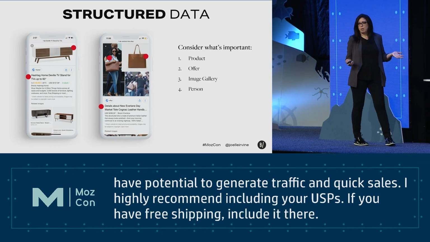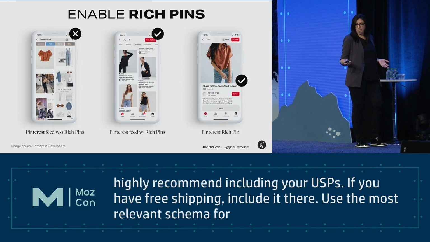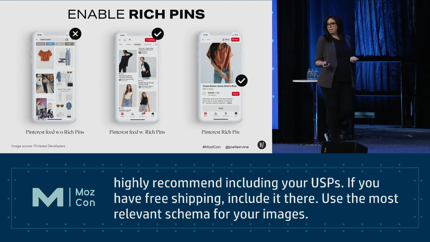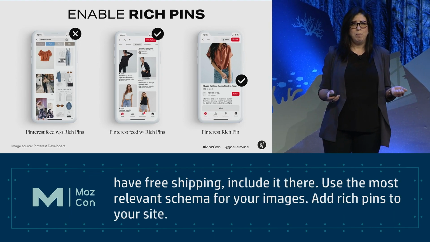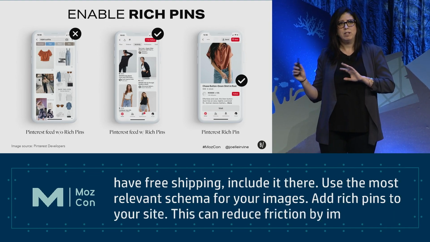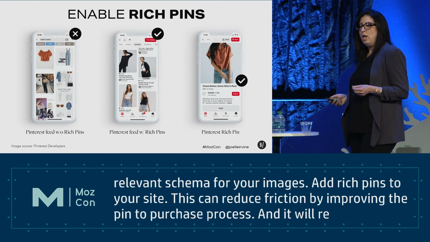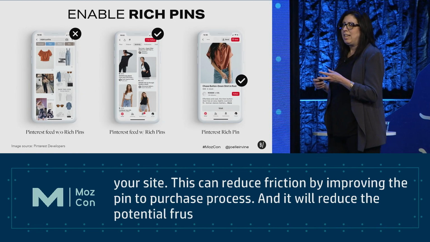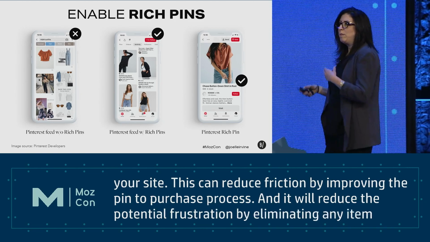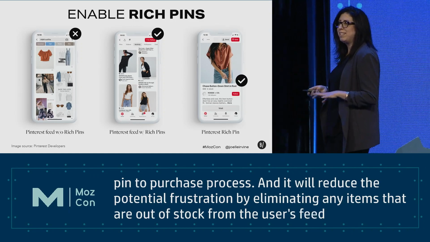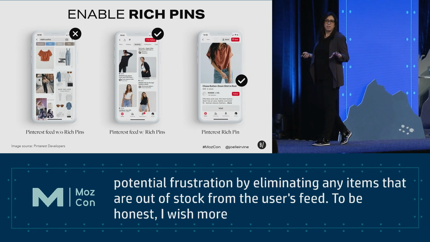Use the most relevant schema for your images. Add rich pins to your site. This can reduce friction by improving the pin to purchase process. And it will reduce the potential frustration by eliminating any items that are out of stock from the user's feed. To be honest, I wish more platforms would do this.